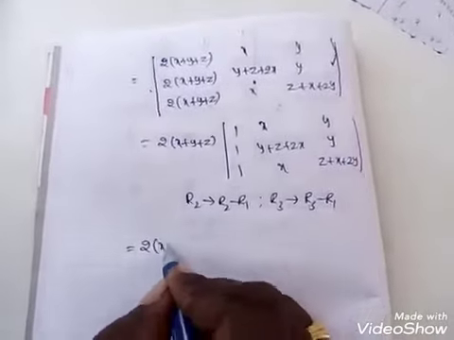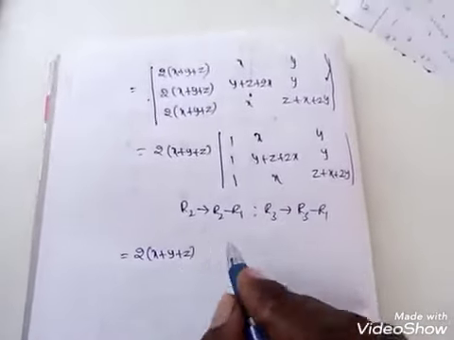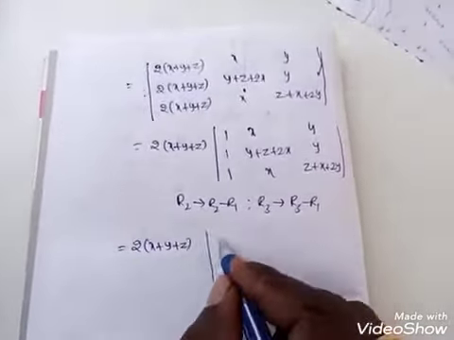2 into (x plus y plus z) into 1, x, y, and this is 1, x plus y plus z, and 0. This is 1 minus 1, 0, 1 minus 1, 0, x minus x, 0. This is x plus y plus z. Again it became the triangular matrix.